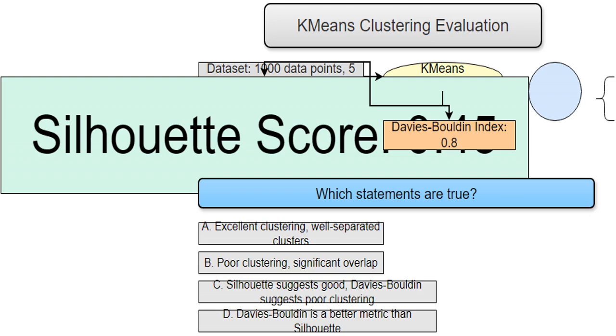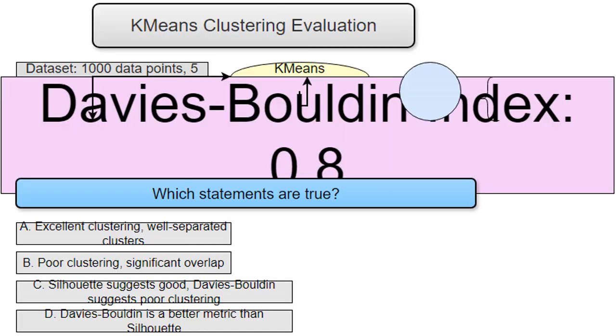The silhouette score is a metric that tells me how good the clustering is. A score of 0.45 indicates a reasonably good, but not perfect, clustering. The closer the score is to 1, the better the clustering. Values near 0 mean the clusters are overlapping. The Davies-Bouldin index measures cluster separation. A lower score is better. A score of 0.8 is relatively high, meaning the clusters are not well separated. There is a considerable amount of overlap.